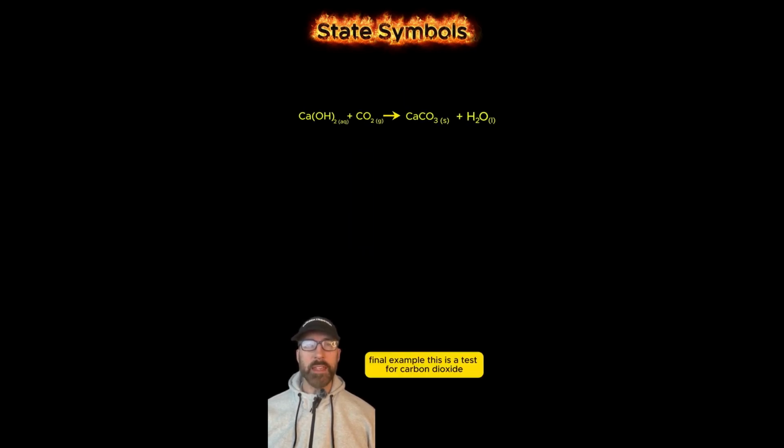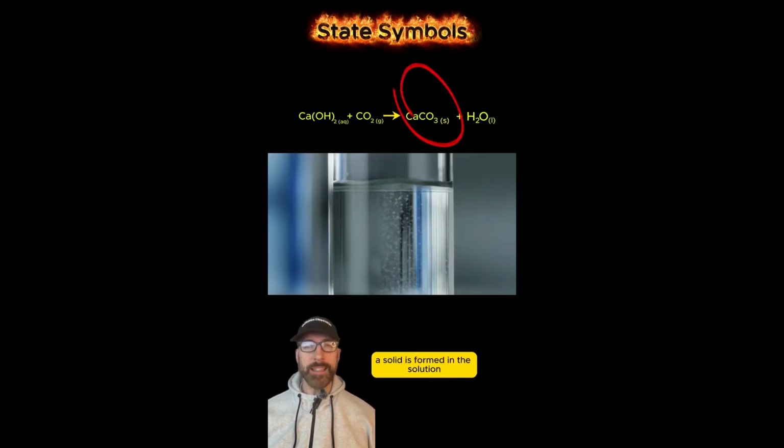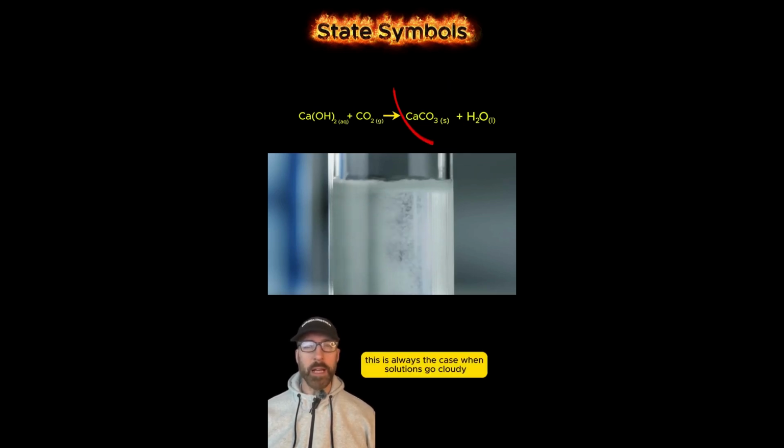Final example, this is the test for carbon dioxide. When lime water reacts with carbon dioxide, a solid is formed in the solution. This is called a precipitate, and this would result in the solution going cloudy. This is always the case when solutions go cloudy. Solids or precipitates have been formed.